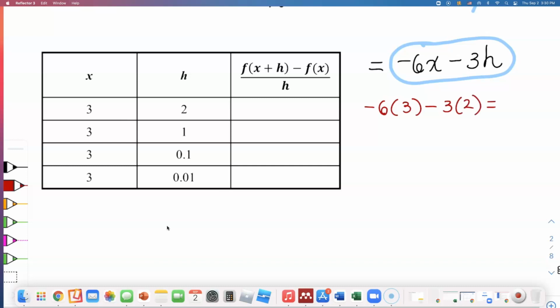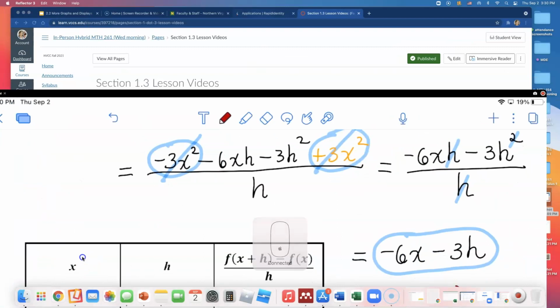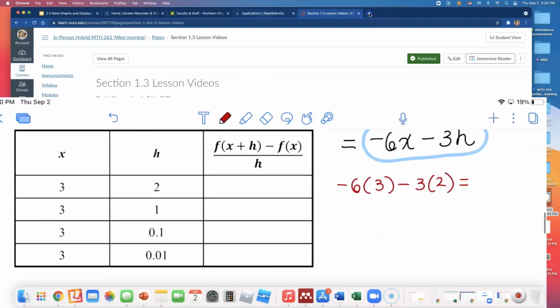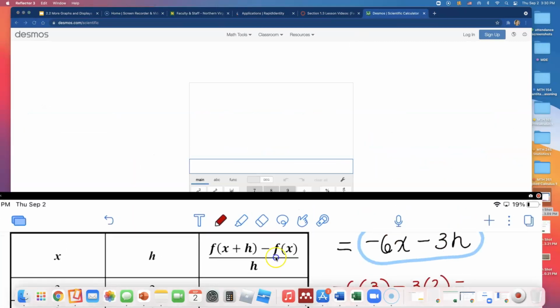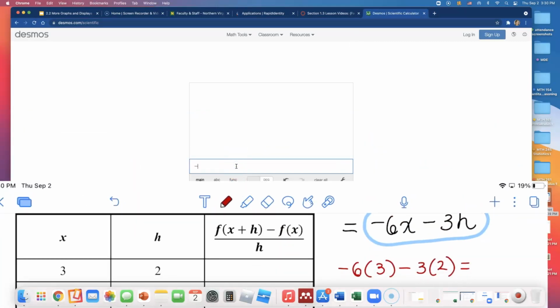If I evaluate that, is that going to be -20? I don't know. I can't trust myself with this anymore. All right, let me go ahead and get a calculator. I'll have it open, Desmos Scientific. And I'll type in -3 times 3, -6 times 3, minus 3 times 2. And I'm just going to have this up here because I have other values to plug in. That came out to be -24.